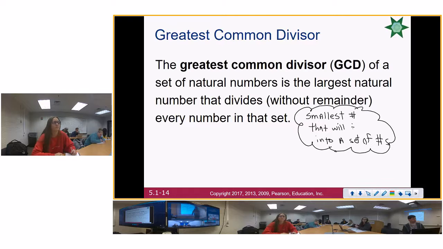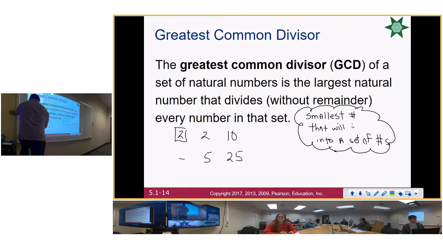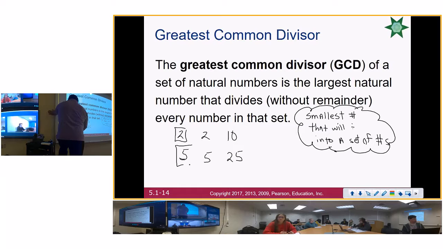For instance, what is the smallest number that will go into 2 and 10? 2. That's your greatest common divisor. What's the smallest number that will go into 5 and 25? 5. So these are what we call our greatest common divisor.